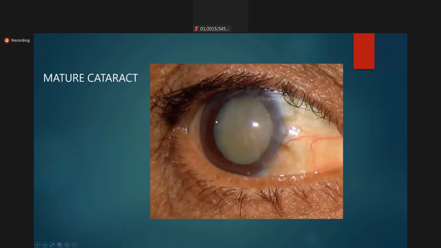This is a figure showing a pupil dilated with the help of drugs, showing a white cataract, with opacity on all the sides, that is known as mature cataract. When the whole substance of the lens, that is nucleus as well as cortex, is opacified, that is known as mature cataract. When there are clear lens areas in between the opacities, that is known as immature cataract.